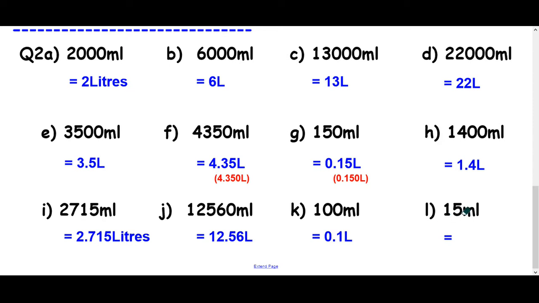And lastly, decimal point at the end, back 3 places, 1, 2, so you're at 0.15, but back again, and it'd be 0.015 litres.